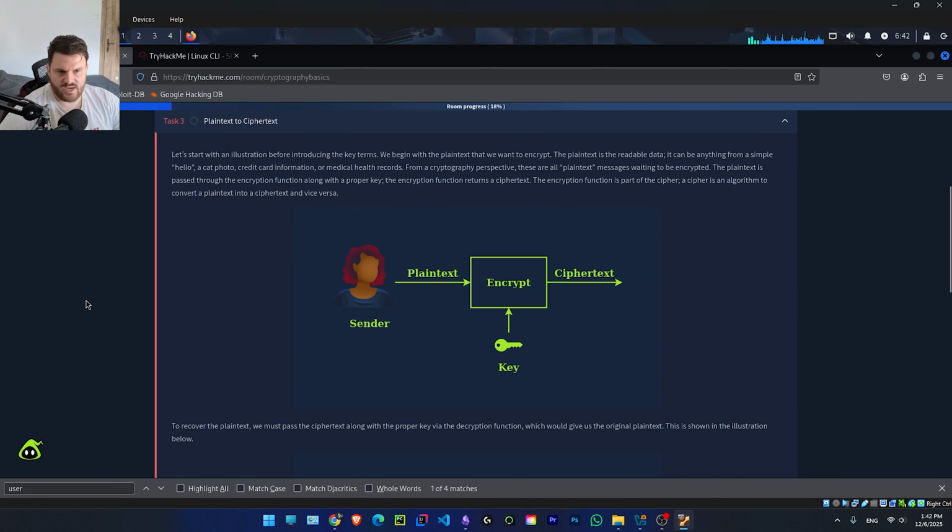Task number 3, plaintext to ciphertext. Let's start with an illustration before introducing the key terms. We begin with the plaintext that we want to encrypt.